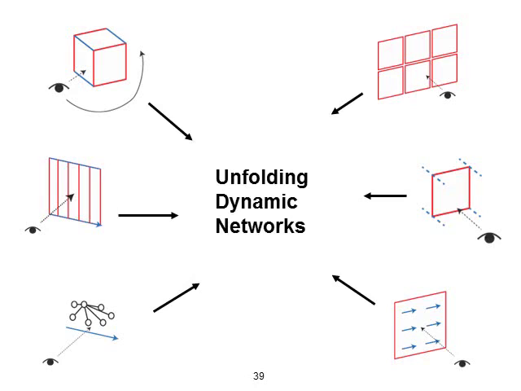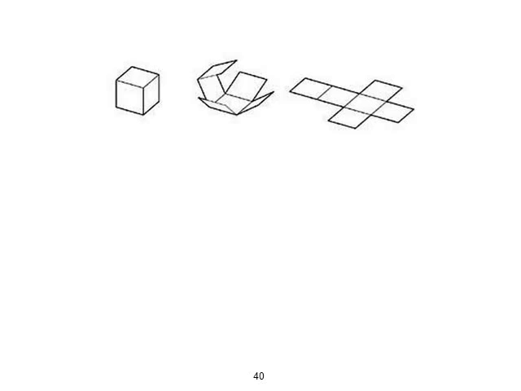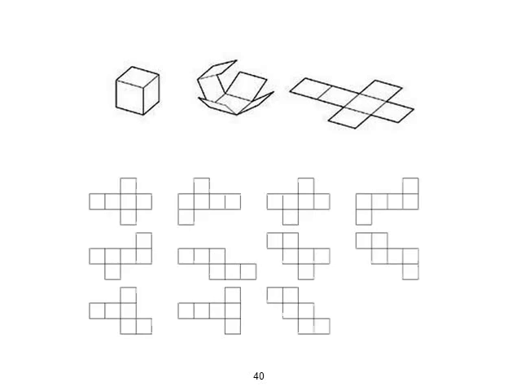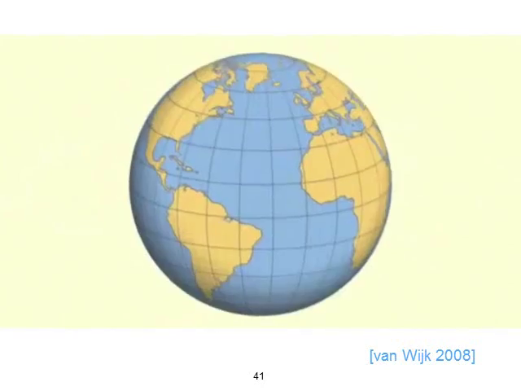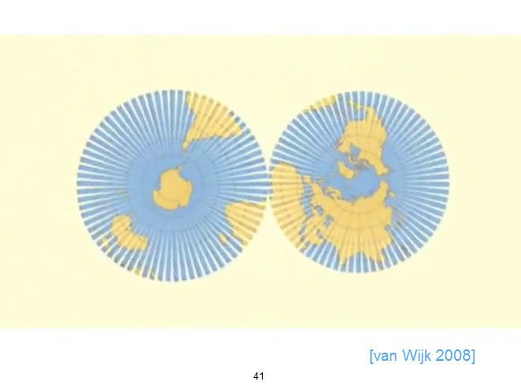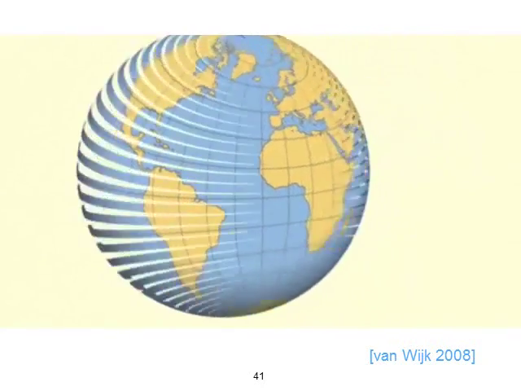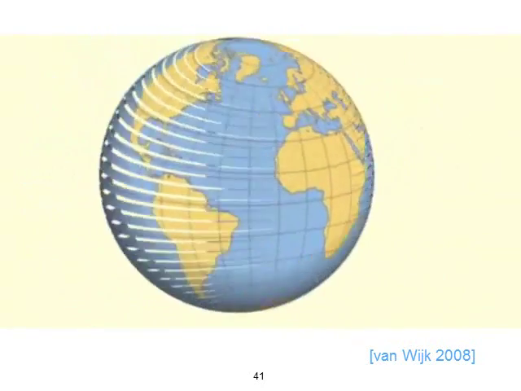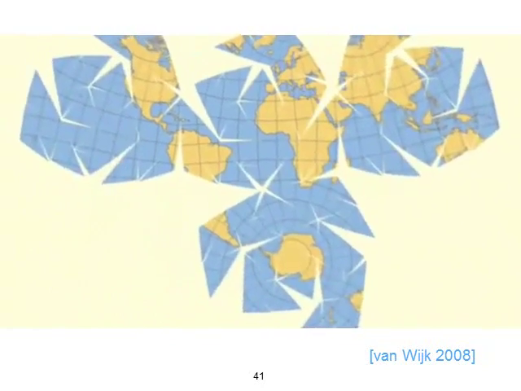Is there a way? So Benjamin came up with this idea of unfolding dynamic network. Unfolding is a metaphor, actually. Just like you open a box, you unfold a box, and you have several ways of unfolding a box. And Jaak van Wijk has shown that you can also unfold the Earth. And unfolding the Earth shows a lot of very different perspectives on the Earth. And all of these perspectives are useful. So this is just a way you take the Earth and you cut it different ways to show different things.